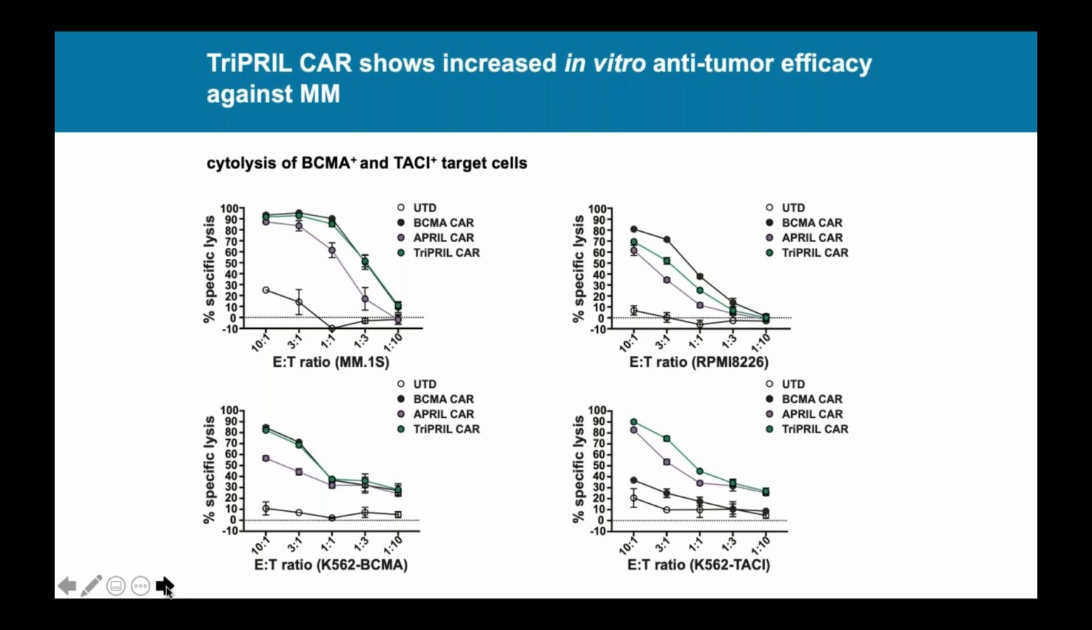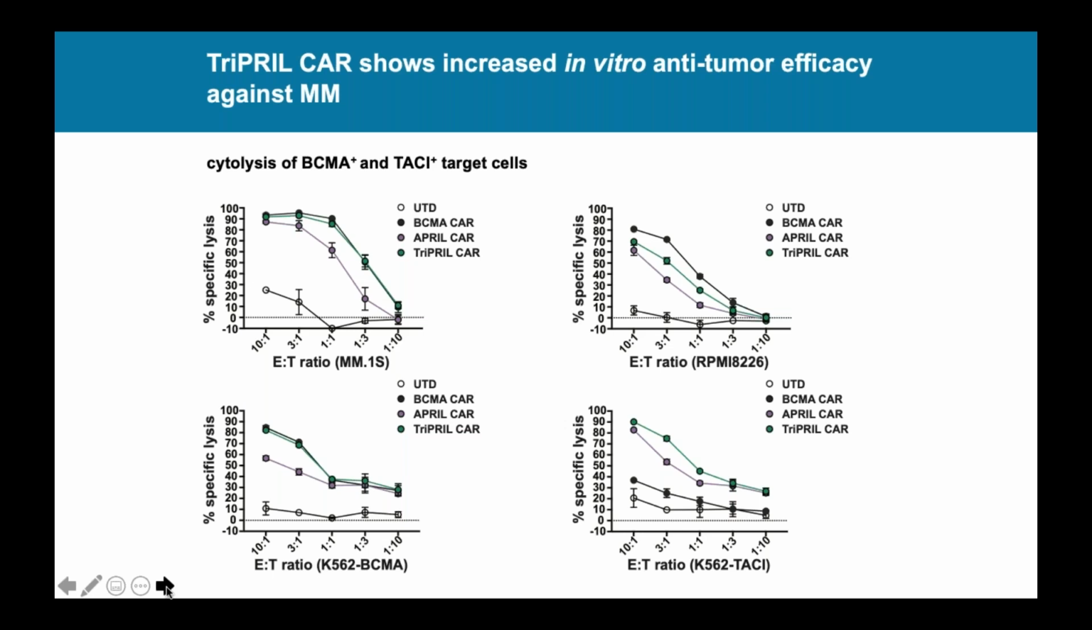Another important measure to test effector function of CARs is their cytotoxic potential. So this is what we tested next. Our CARs were tested against a panel of BCMA and/or TACI positive target cells. The upper two graphs show cytotoxicity of our CARs against multiple myeloma cell lines that are positive for both BCMA and TACI. And here we noted that BCMA CAR and TRIPRIL CAR cause specific lysis equally well, while the killing by the APRIL monomer CAR was lower.